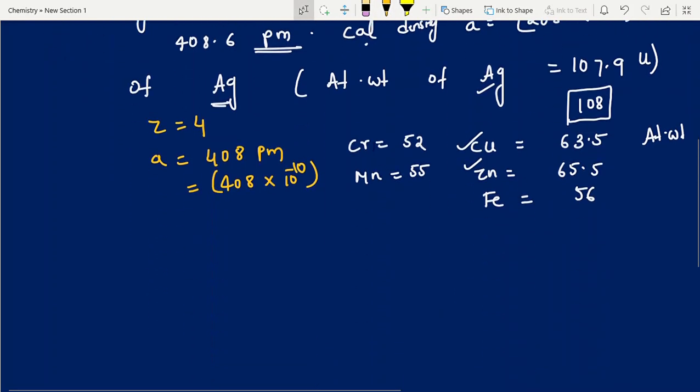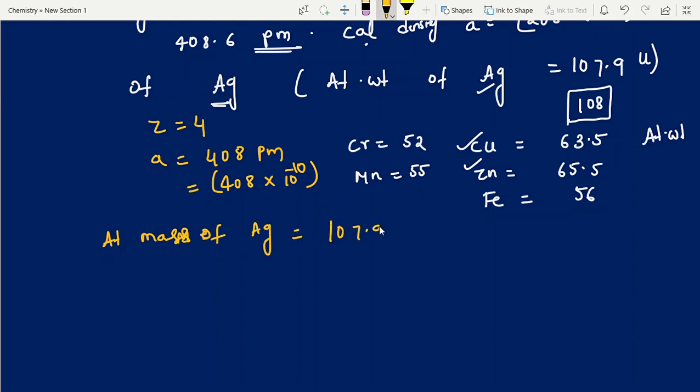Clear? Now, what is the next information we need in the numerical? Yes, mass: the atomic mass of silver. Atomic mass and atomic weight are both the same. Atomic mass of silver, that is how much, students?